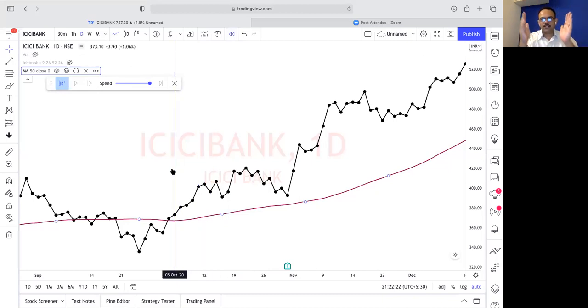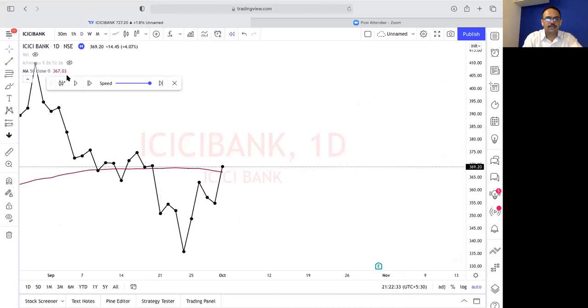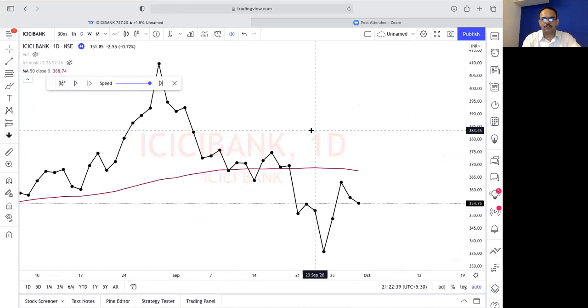Take it to whichever date you want to cut the chart. As soon as I click here, the entire data on the right side will go away. So if I click here, okay, let me click one more side here. Okay, till here. I'm just simulating the scenario for you.